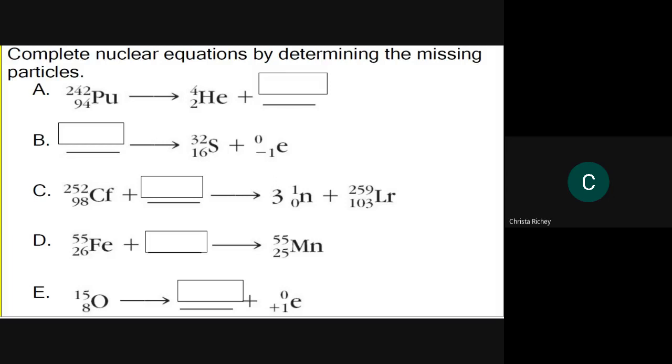So you're going from 26 to 25. 55 is the same. So if there's no change in the mass, and there's a change of 1 with the protons, is it alpha, beta, or gamma? This is also beta. Okay, so that means that I'm missing the electron with the 0 and the -1. I should be doing different colors in here.